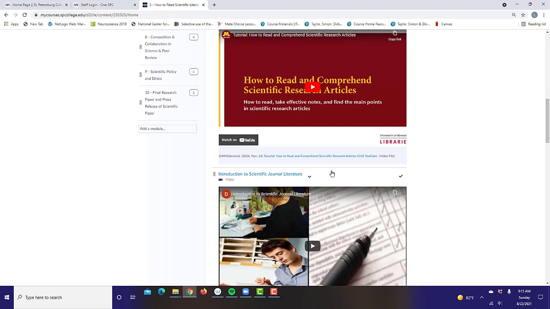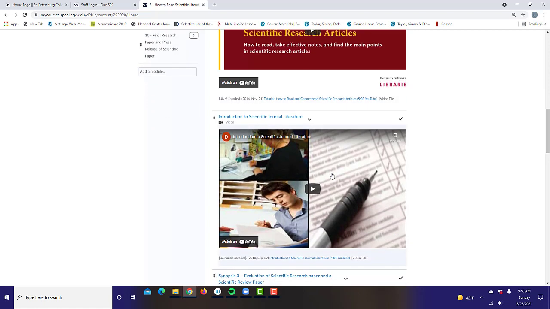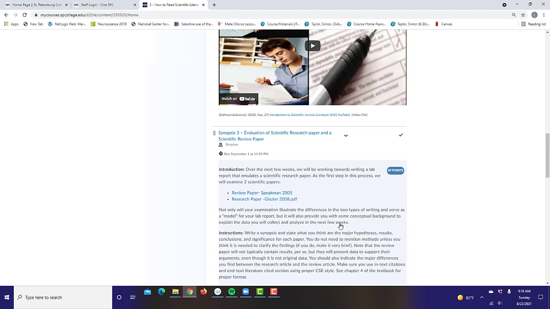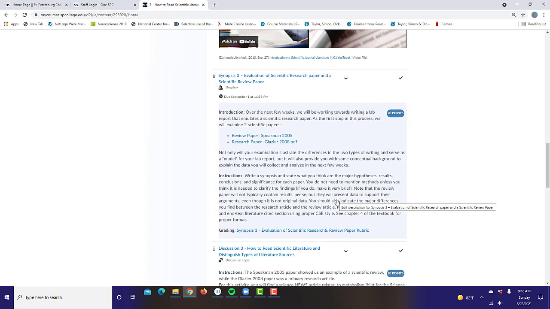Then we have another tutorial on Introduction to Scientific Journal Literature, again pointing out some of those different types of writing and what their purpose is and how they're done. So your synopsis for this week, you're going to go and read 2 scientific papers. One is a review paper by Speakman. The other is a research paper.